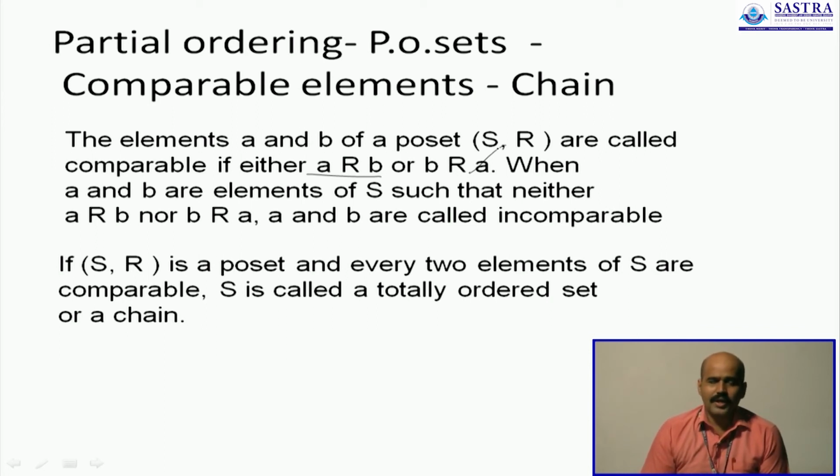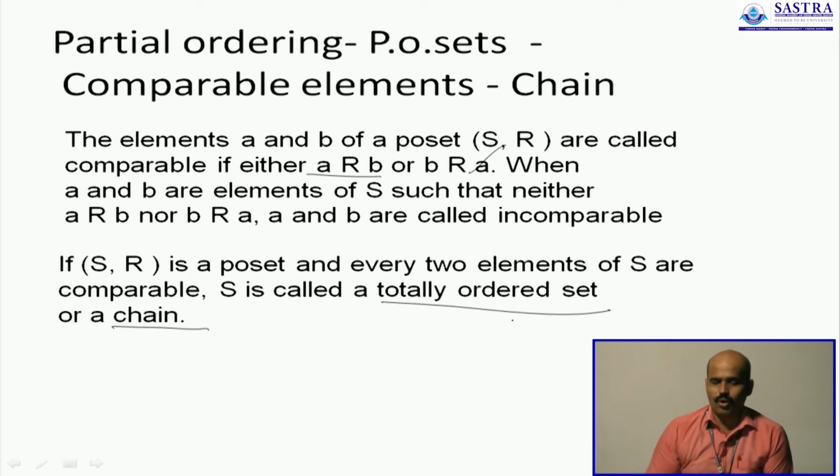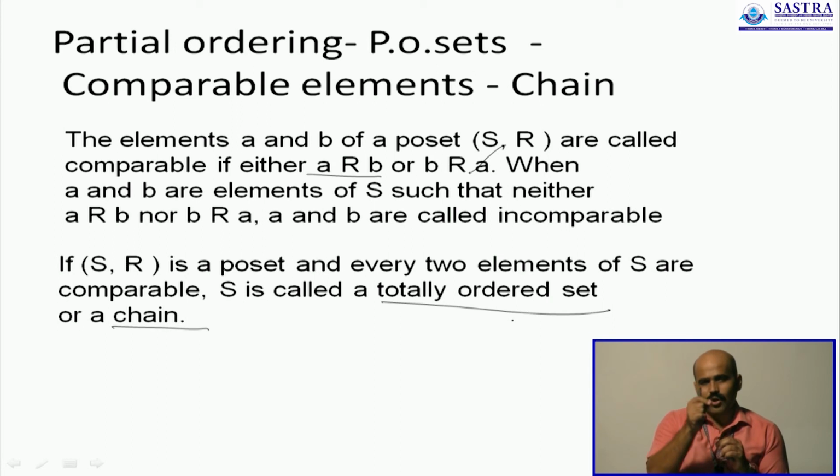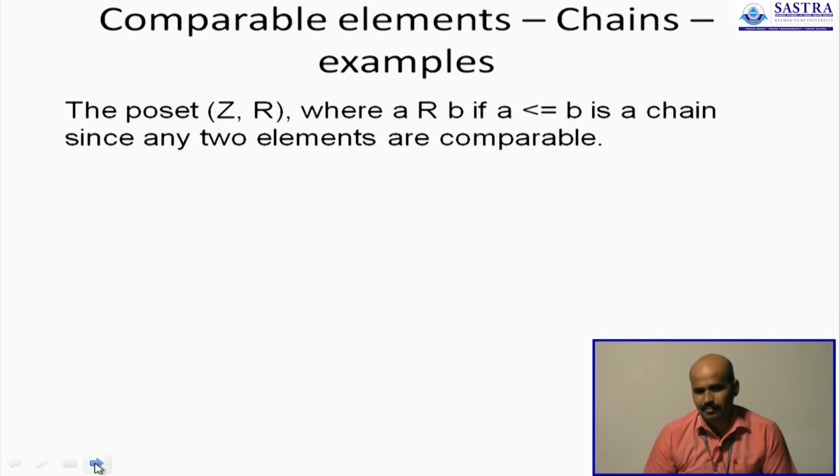On the other hand, if there is a poset S comma R where any pair of two elements is always comparable, then that is going to be called a totally ordered set or a chain. We will stick to the notation of a chain because it is easy to understand. Any two elements are always connected. That's what happens in a chain. When there are beads, they are always connected. You can always reach one bead from the other. When this is happening, we will call that poset a chain. Next up, we will look at a couple of examples establishing the concept of a chain.